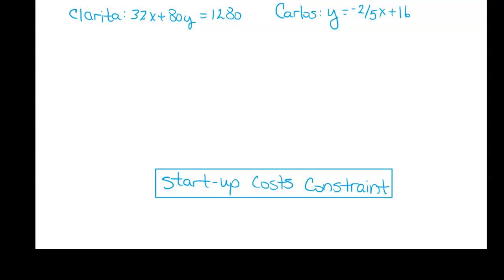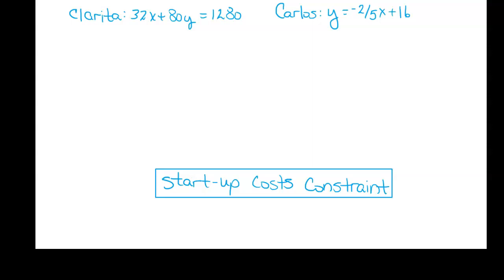Numbers 2, 3, and 4 are similar to what we just did in number 1. So you're going to apply the same strategies that we just went over, but this time you're going to do it using the equations that we developed in the previous lesson for the startup cost constraint. If you recall from the previous lesson, the standard form of the equation was 32x plus 80y equals 1,280, and the y slope-intercept form of the equation was y equals negative 2/5 x plus 16.